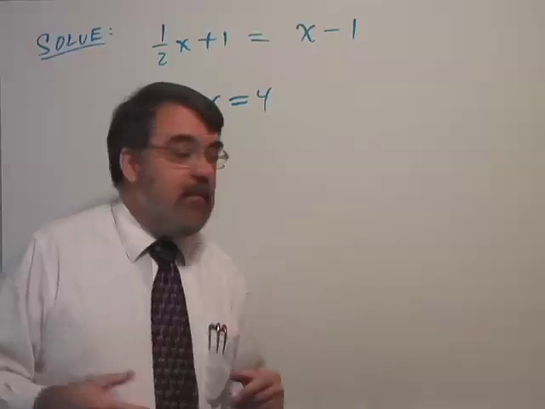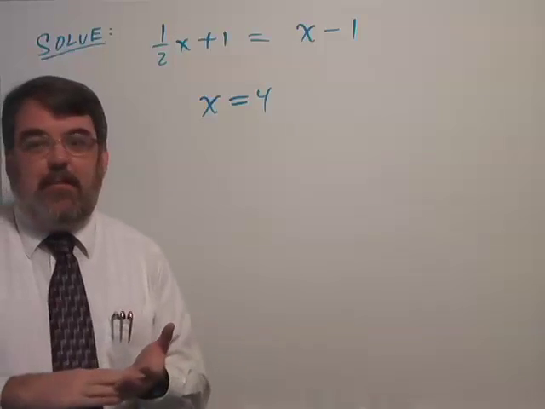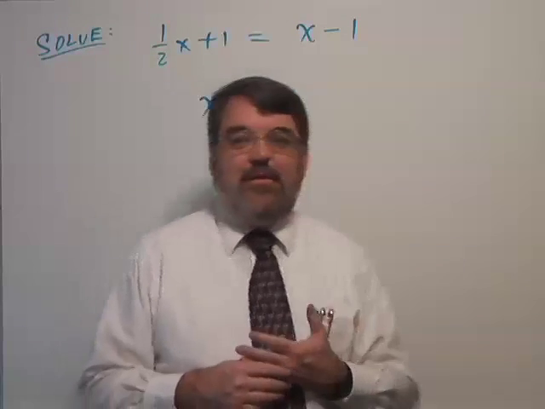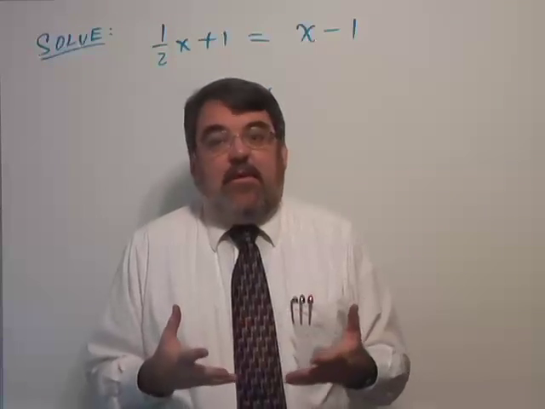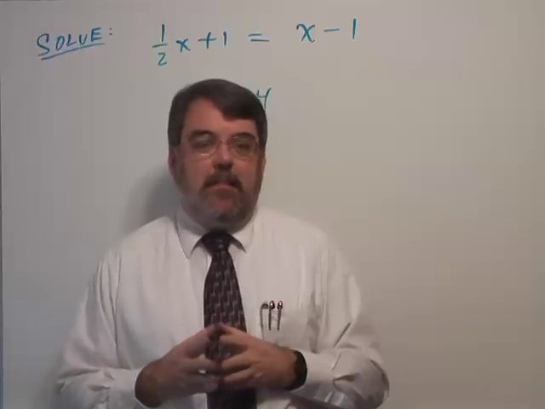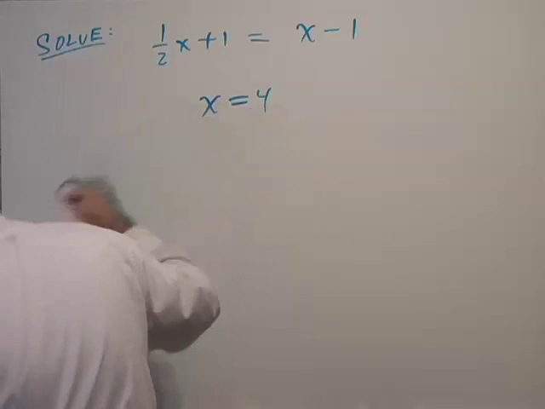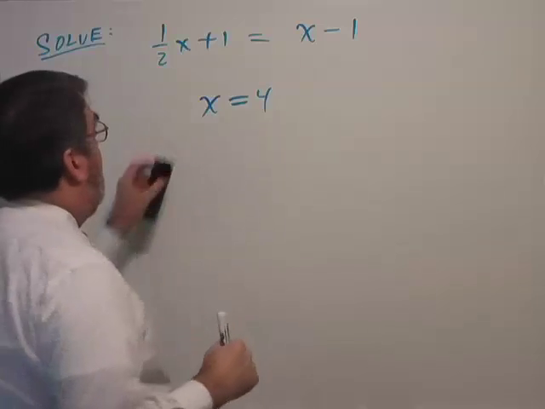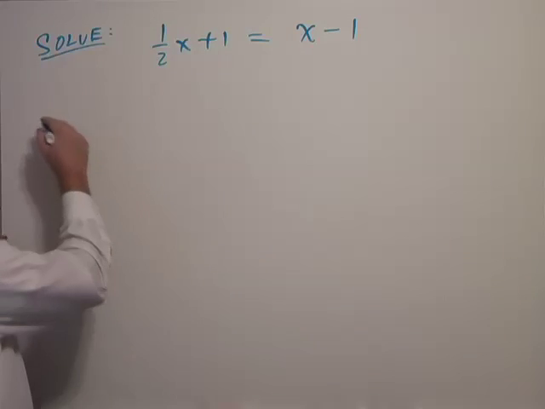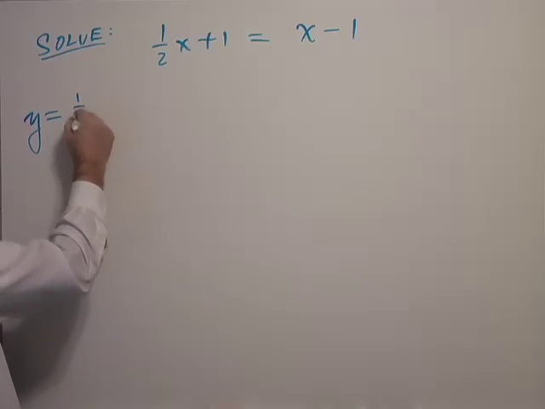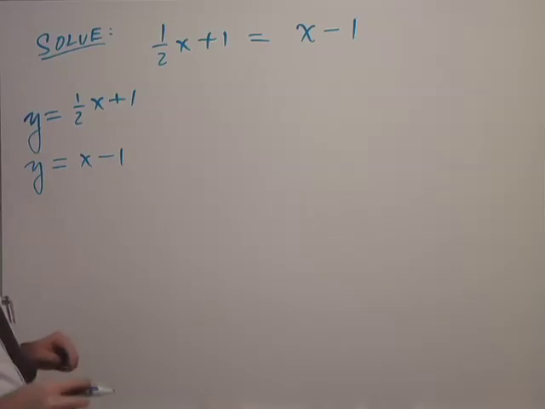And here I want to show you the geometry behind this problem, because another question I posed in an earlier video was how do you know these problems don't have more than one answer? And I think we haven't really addressed that very well. So let me show you this. Remember that our answer is x equals 4. I'm going to treat each side as if it's part of a graph. So in other words, I'm going to look at the graph of y equals 1/2 x plus 1 and the graph of y equals x minus 1.